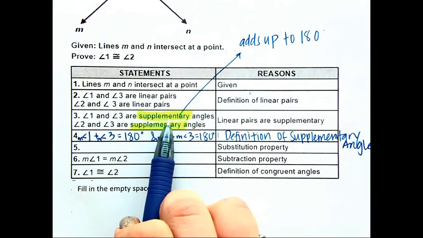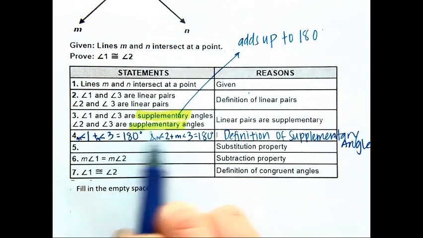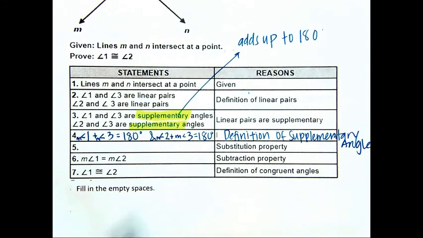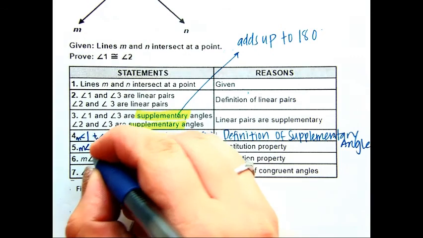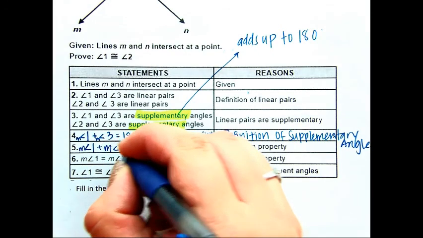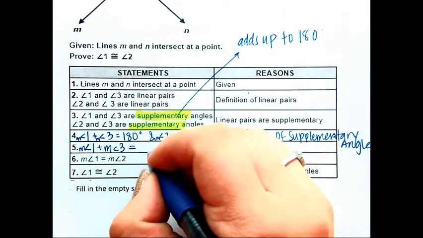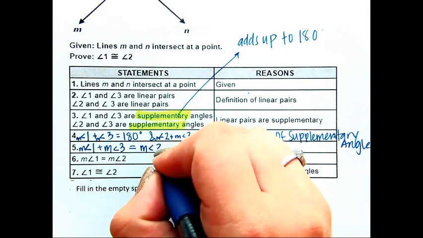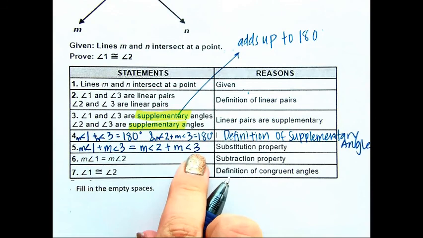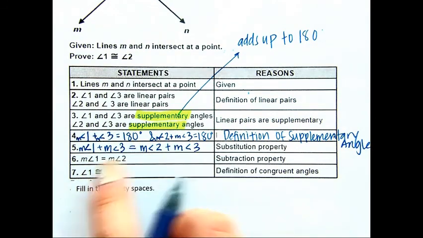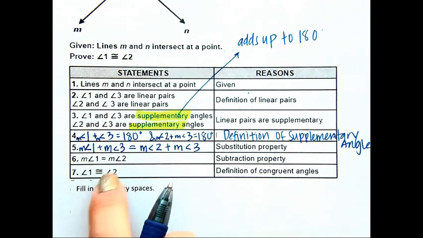If they're supplementary, what does that mean? I can now write those equations. Now substitution means I'm replacing something. So from here I'm going to say the measure of angle 1 plus the measure of angle 3 equals, since they're both equal to 180, the measure of angle 2 plus the measure of angle 3. Those are equal to each other. And when we subtract the measure of angle 3 from both sides, we end up with this equation. And that makes those congruent.